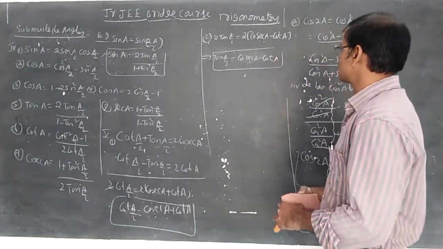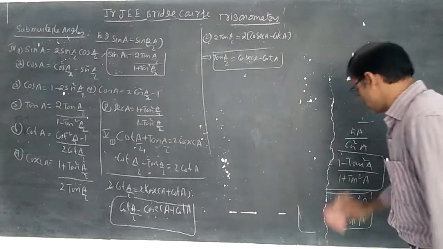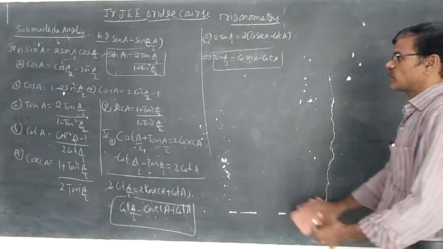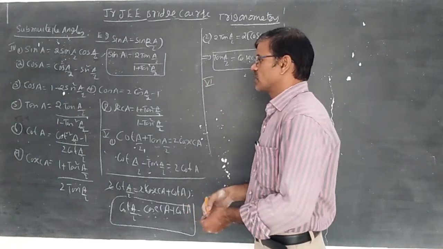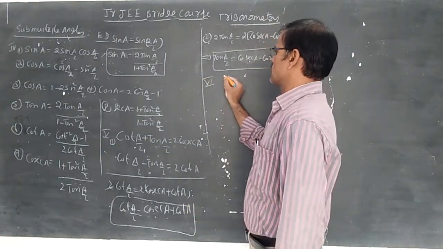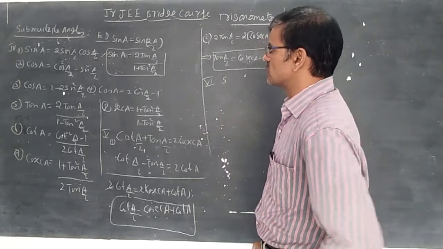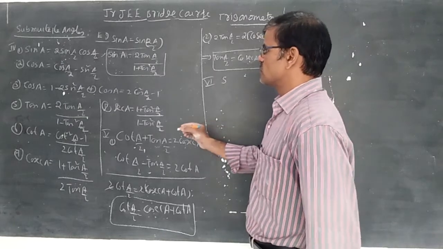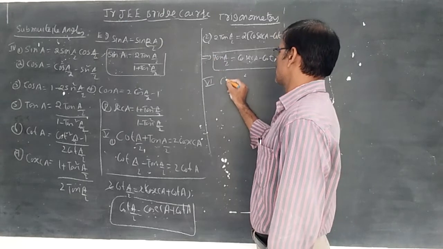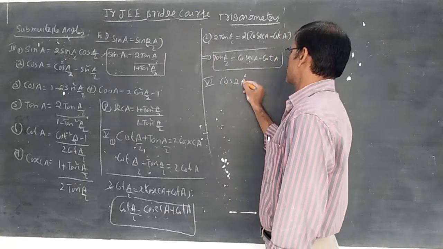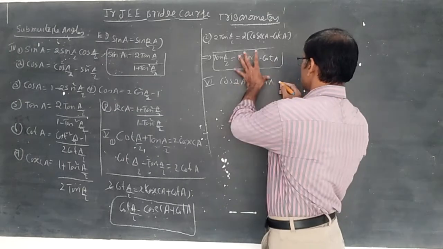And depending upon cos 2A and sin 2A, another formula, Roman number 6, we can write, students. Let us discuss here. Sin A by cos A is equal to the tan A concept. Here using the cos 2A formula, 2 cos square A minus 1.